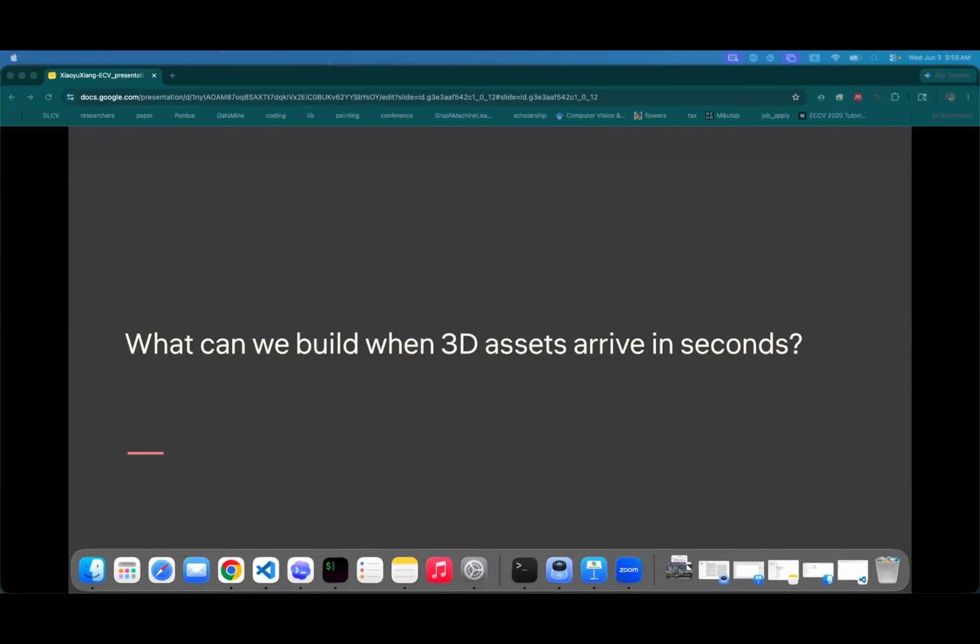The next question is for everyone. When generation reaches second-level latency, a 3D asset can be created at almost the speed of thought. Game asset generation no longer needs to be an offline editor workflow. It can happen at runtime. Imagine a player saying, "I want a sword with a sapphire on it," and 1 second later, they can hold it, inspect it, and use it in the engine.